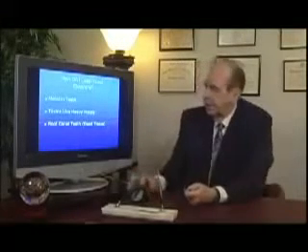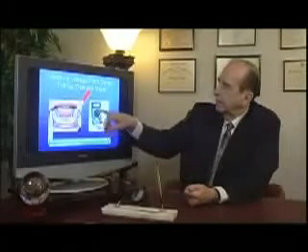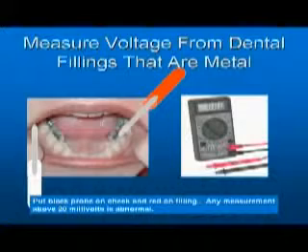So you can simply measure this with a standard voltmeter that measures in millivolts. You put the ground against the side of the cheek, and then the other one on the metal filling, and you measure the number of millivolts. You should not have more than 30 millivolts coming out of a tooth. If you have more than that, then you're leaking voltage.